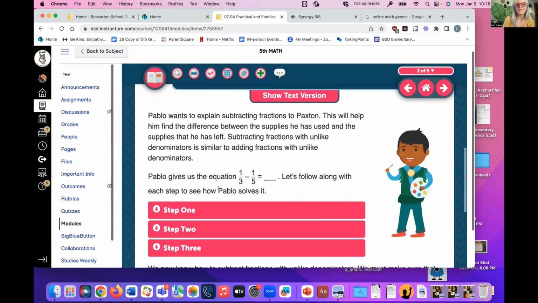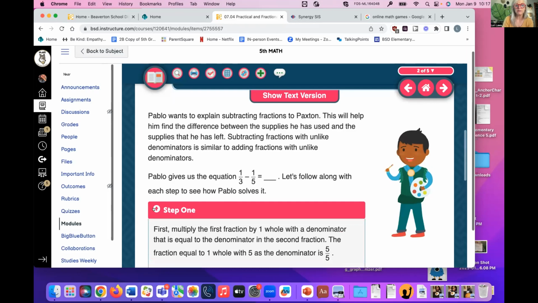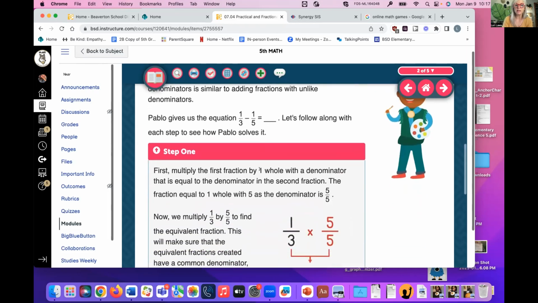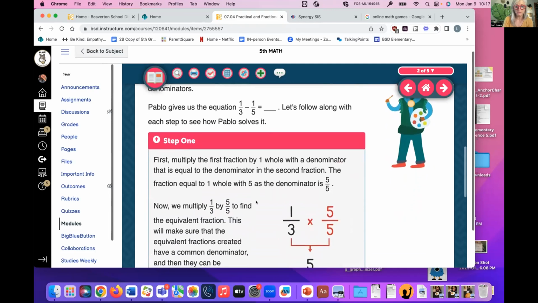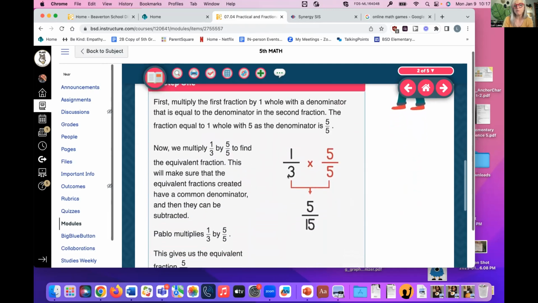So how can I find a number that both 3 and 5 will go into? One way is I can times 3 times 5 and I get 15. So I know that 3 goes into 15 because I just times it by 5. And I know that 5 goes into 15. So let's see if that's what they do. First, multiply the first fraction by 1 whole with a denominator that's equal to the blah, blah, blah. That is very confusing. In other words, multiply the denominators and get 15.